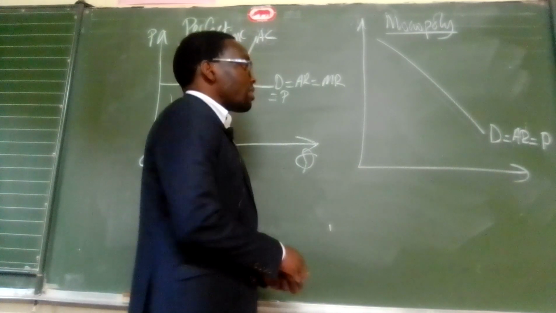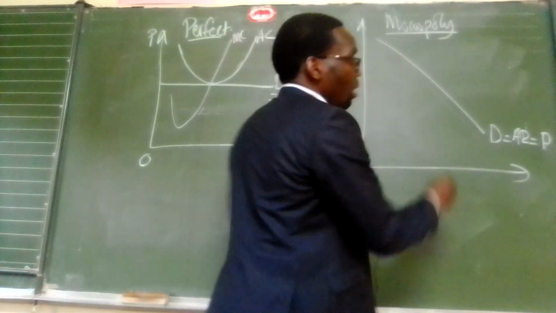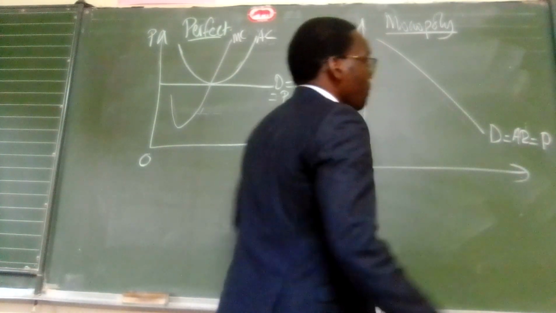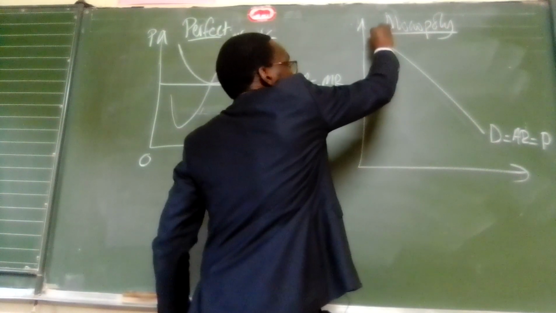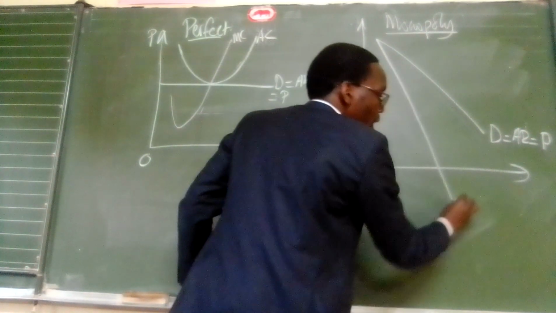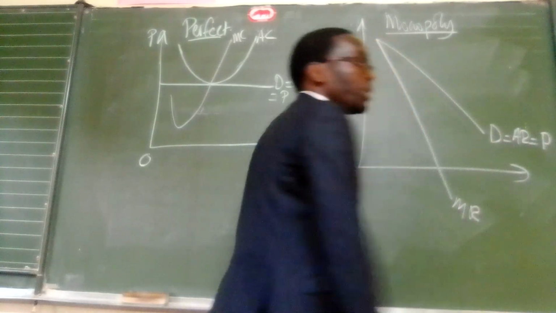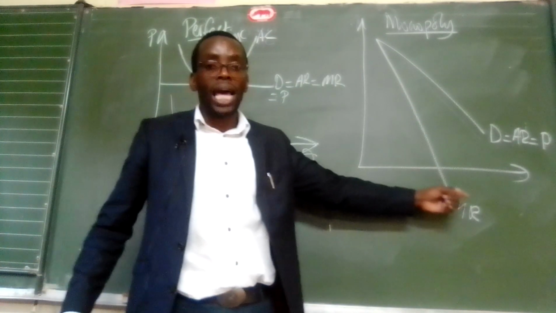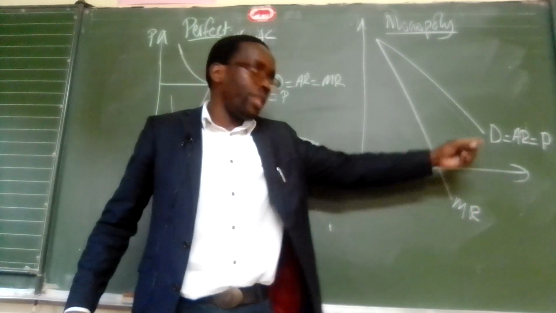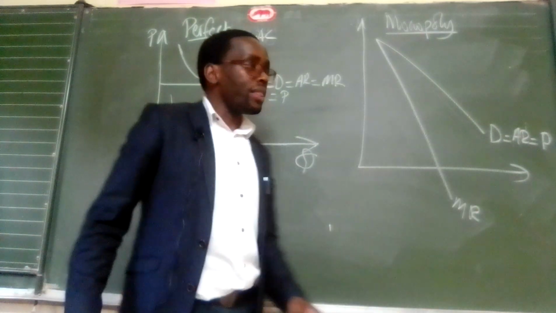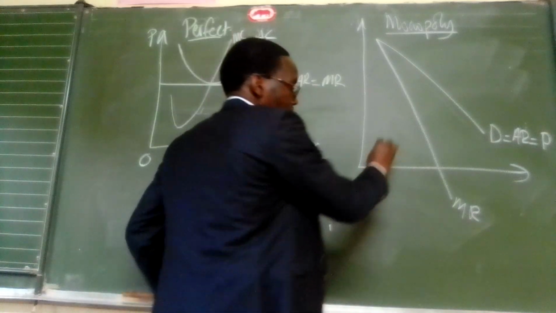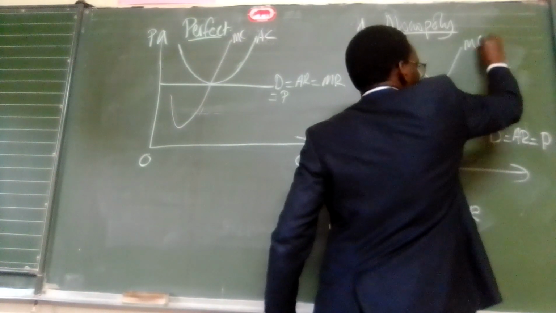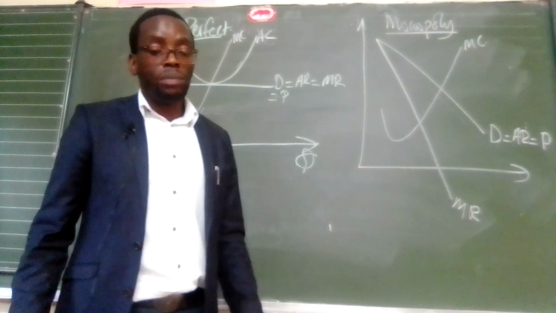Okay, so in this case it would now mean that our D is equal to our average revenue, which is equal to price. And then we also want to identify the position where our MR is. We now know that in an imperfect market, our MR is going to be lying at a point below the AR curve. Okay, and then if this is the case, then I also want to plot my MC curve. Okay, that's my MC curve there.